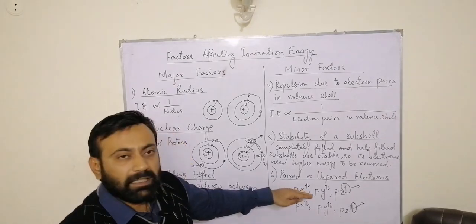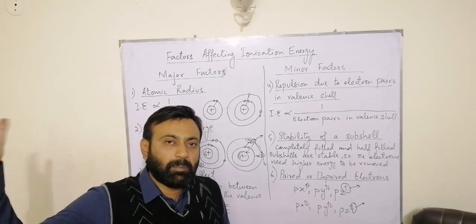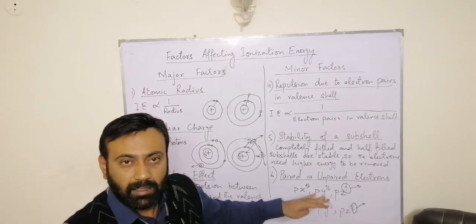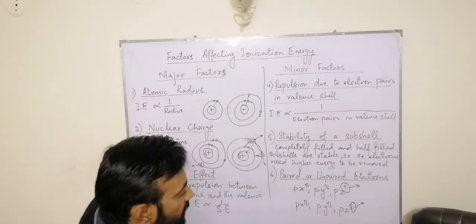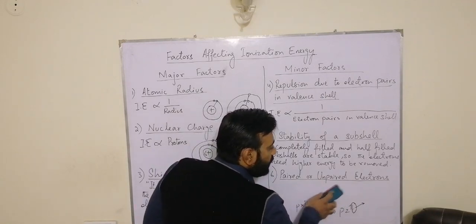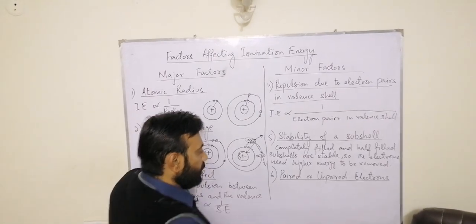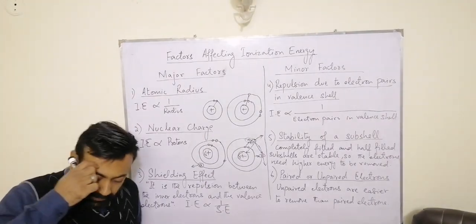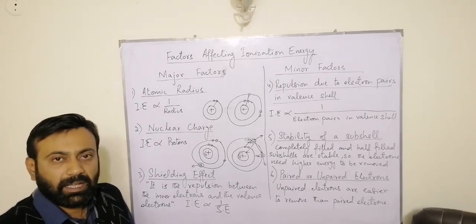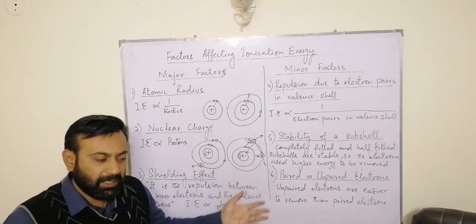But this stability is not that much of a stability as compared to the stability of a subshell. This is why this factor is here at the last. So you just simply need to remember that unpaired electrons are a little easier to remove than paired electrons. Okay, so these are the factors that affect ionization energy, major factors and the minor factors.